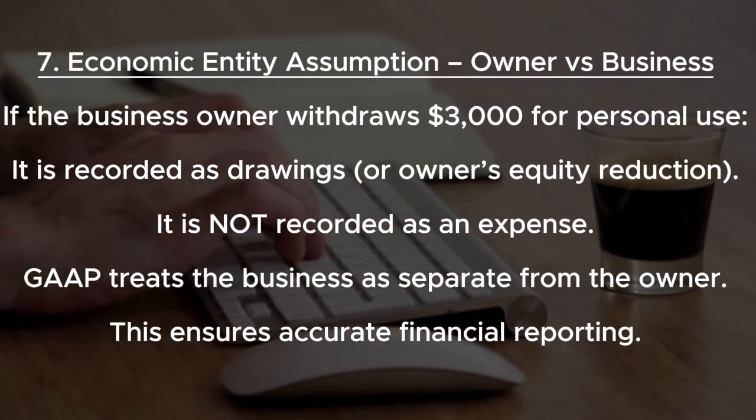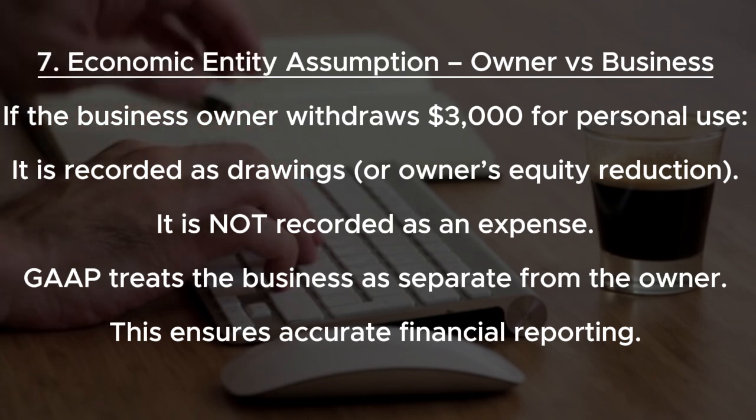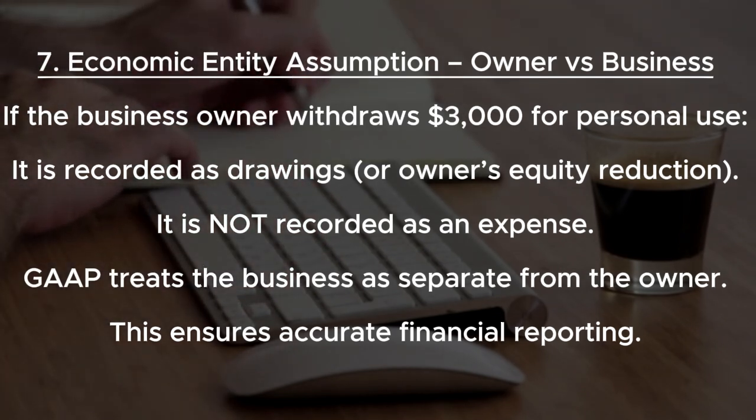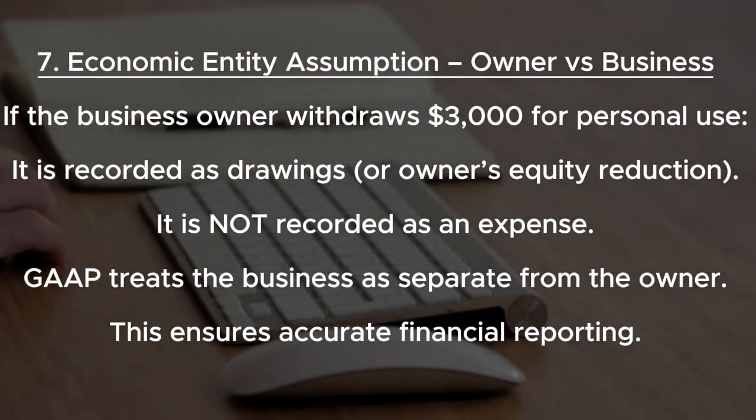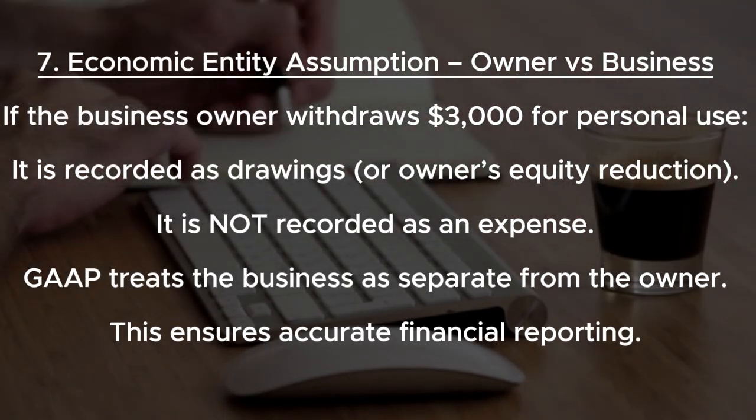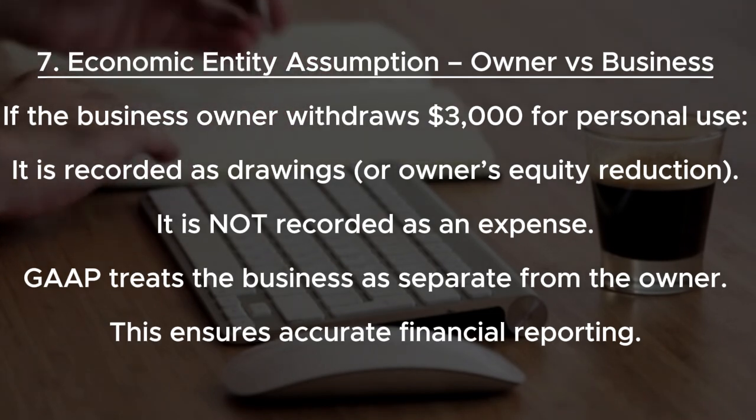7. Economic entity assumption, owner versus business. If the business owner withdraws $3,000 for personal use, it is recorded as drawings, or an owner's equity reduction. It is not recorded as an expense. GAAP treats the business as separate from the owner. This ensures accurate financial reporting.